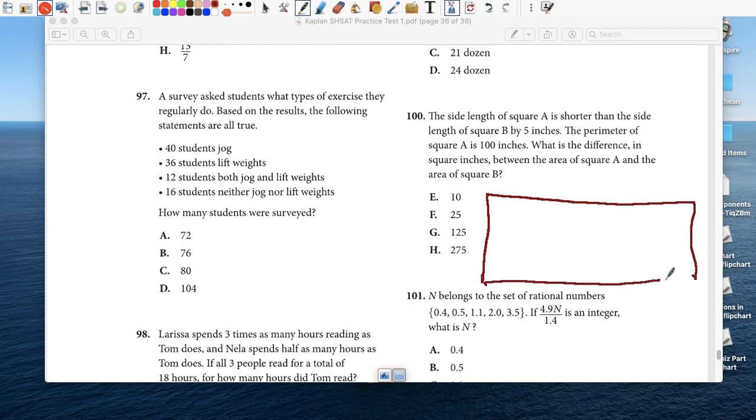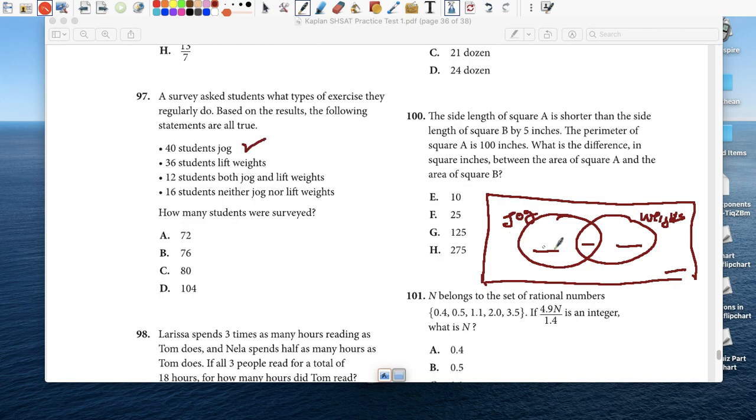Okay, so what do we have here? People who jog and people who do weights. 40 students jog. So again, remember, these are the 4 numbers you have to worry about in this case. I can't start with this because I can't put 40 over here without knowing how many jog and do weights at the same time, right? So that's being correct.